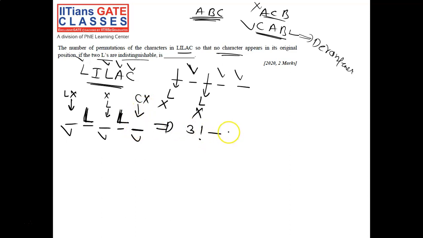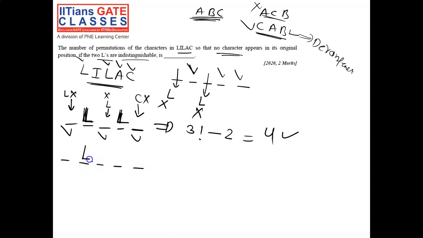So how many ways are there? There are 2 such ways, so we should subtract them, and finally we will get 4. So 4 words are possible when L is in the second position and L is in the fourth position. Okay, such 4 words are possible.